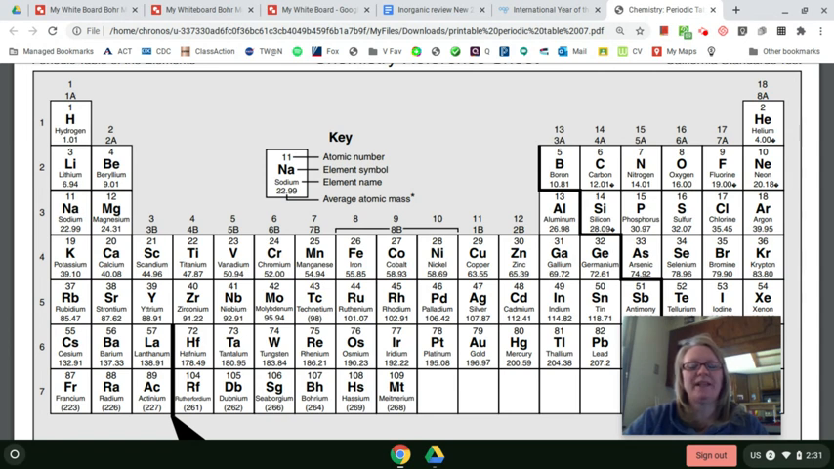So 23 minus 11. If you have a calculator, you always want to use it. If you have one on your phone, that's just fine too. 23 minus 11 is 12. So sodium has 12 neutrons.